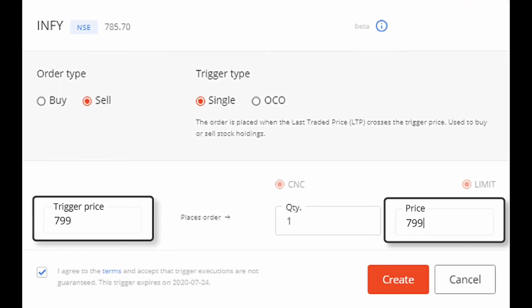Let's see it in an example. Here are the steps. First you have to select the order type as sell, and the trigger type is single. Single means you have to set only your sell price. Here you can set your trigger as well as quantity and your limit price, the same price. Let's create it.